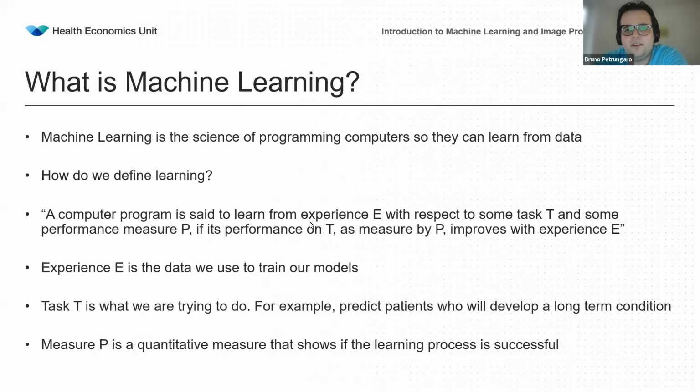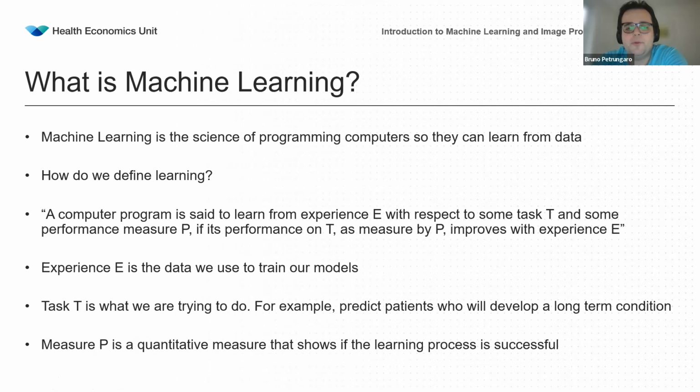Our quality, as measured by the quality measure. So we say that the performance on task as measured by the quality measure, which we call accuracy. So the performance on predicting, as measured by the accuracy, how accurate our predictions are, is improving with experience E. So it improves with more data.